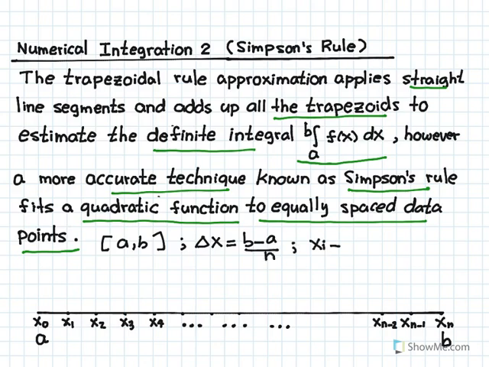The equally spaced x values, xi, are a plus i delta x. i goes from 0, 1, all the way to n. And the first x value is a, and the last x value, xn, is b. And we need an even number of partitions for Simpson's rule. So n has to be even.